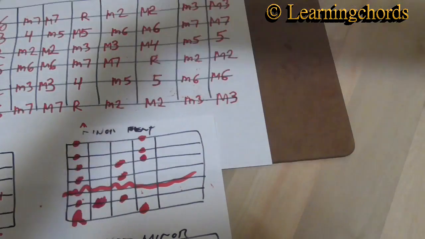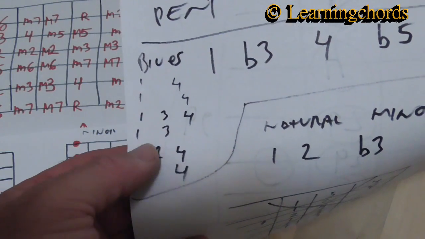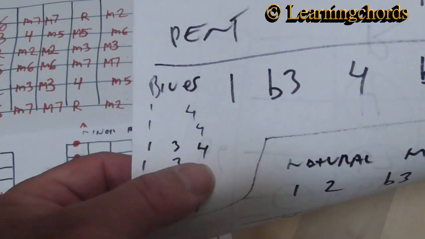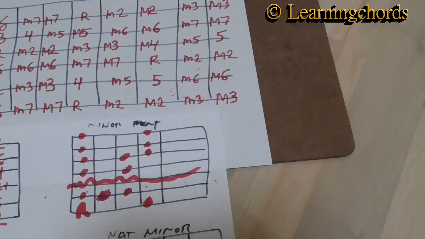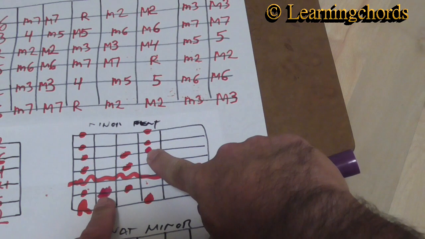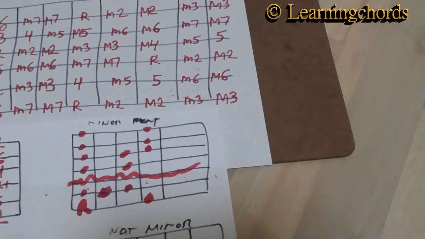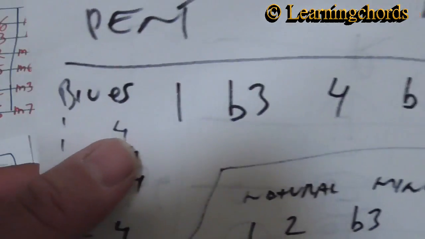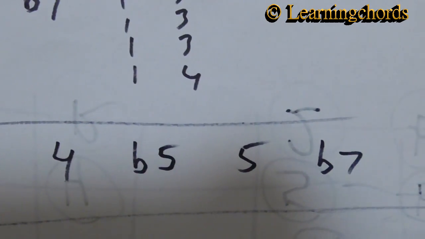First position, let's go back up here to my incredible notes. 1, 4, 1, 2, 4, 1, 3, 1, 3, 4, 1, 4, 1, 4. That's your minor pentatonic scale, and then we put in the blues notes where we put the flat fifth in there, the minor fifth, and that's how you come up with understanding your blues scale of 1, flat 3, 4, flat 5, 5, and flat 7.